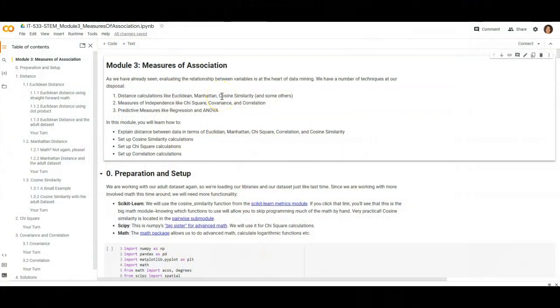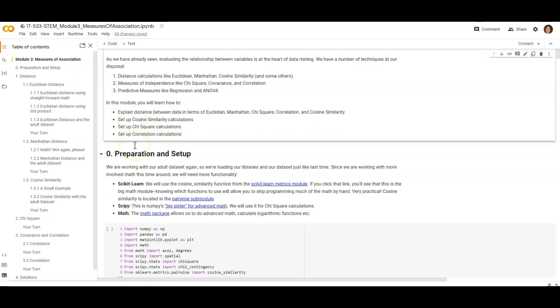As we've already seen, evaluating the relationship between variables is at the heart of data mining. As we step into the actual math behind everything, we have a number of techniques that we can use. The first one is distance calculations like Euclidean, Manhattan, and cosine similarity. And then we have measures of independence like chi-square, covariance, and correlation. And lastly, we have predictive measures like regression and ANOVA, which we will explore in another workbook. So here, we're going to talk about distance, cosine similarity, chi-square, and correlation.